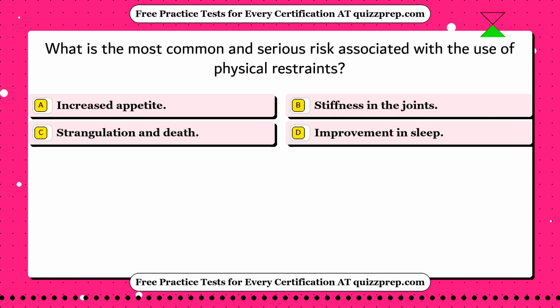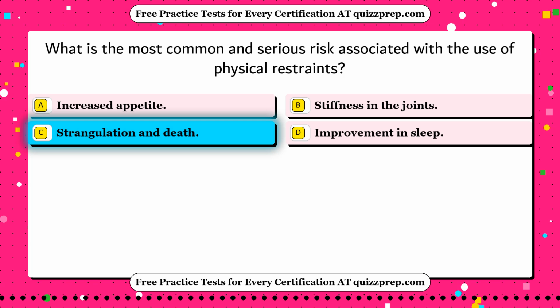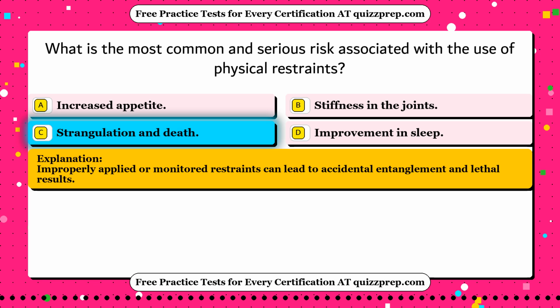Question 25. What is the most common and serious risk associated with the use of physical restraints? Option A. Increased appetite. Option B. Stiffness in the joints. Option C. Strangulation and death. Option D. Improvement in sleep. The correct answer is option C. Strangulation and death. Improperly applied or monitored restraints can lead to accidental entanglement and lethal results.